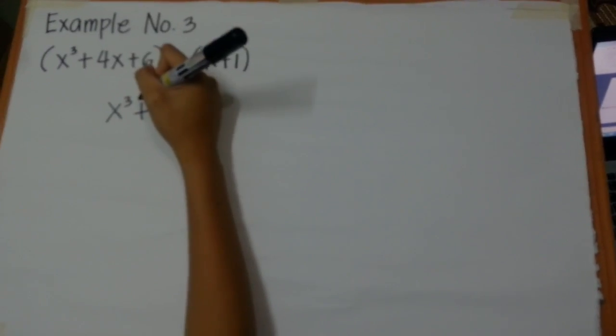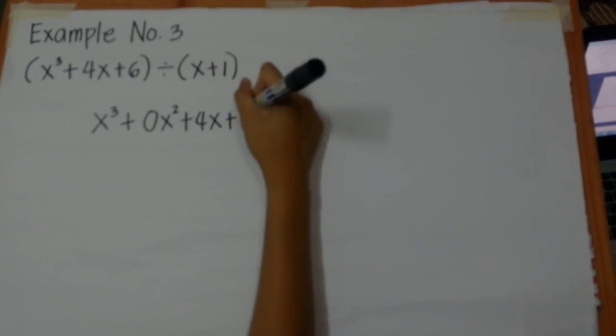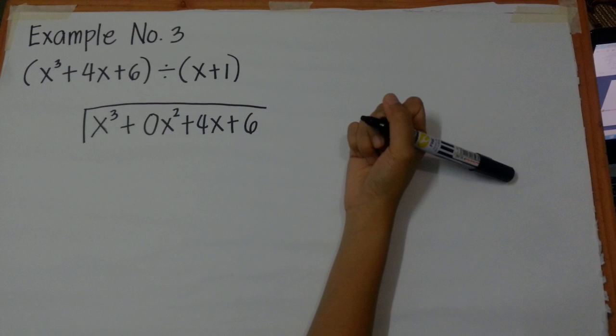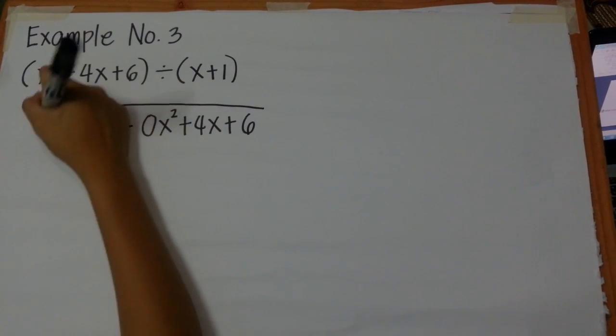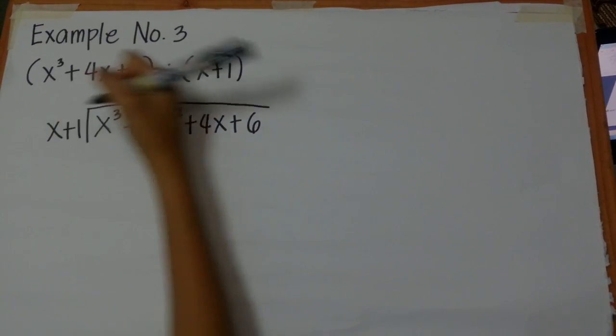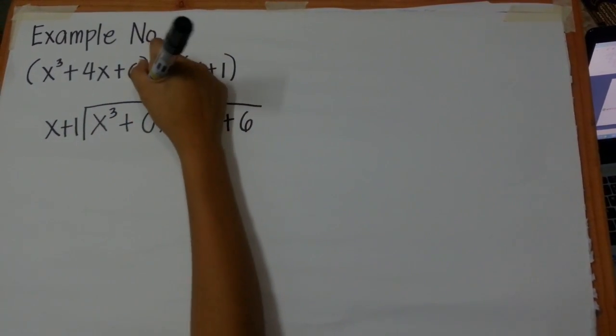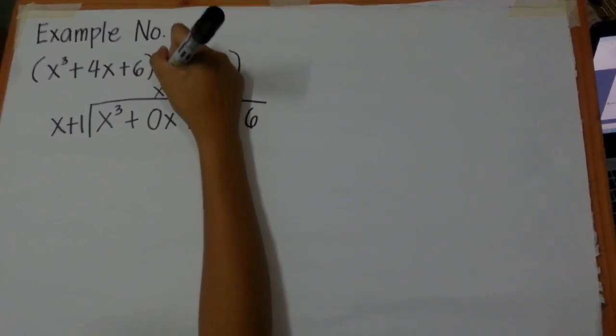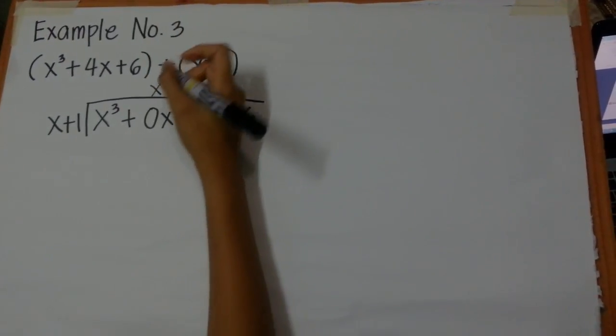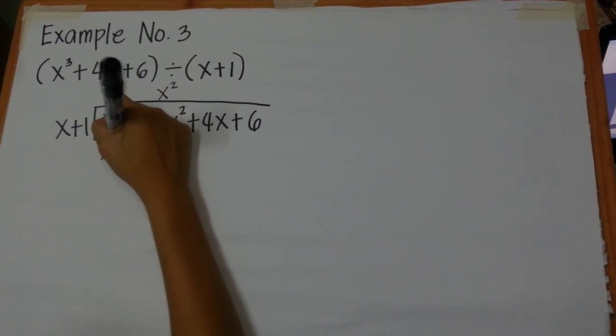We write the dividend under the long division symbol and the divisor outside the long division symbol. Since we added a new term to fill in with the missing term, our dividend would be x cubed plus 0x squared plus 4x plus 6. We then proceed with the first step, which is to divide the first terms. What will you multiply to x in order to get x cubed? That would be x squared.